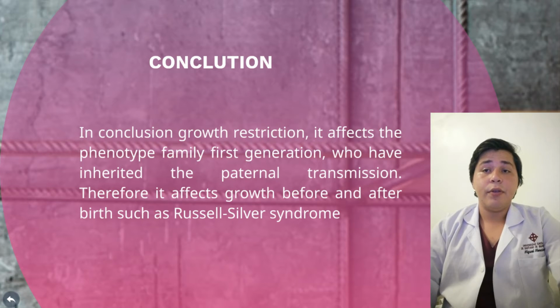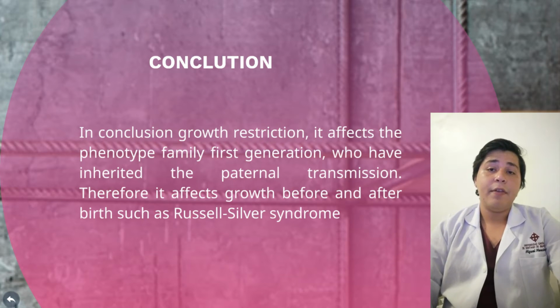Conclusion. In conclusion, growth restriction is a fed phenotype family first generation, who have inherited the paternal transmission. Therefore, is a fed growth before and after birth, such as Russell-Silver syndrome.